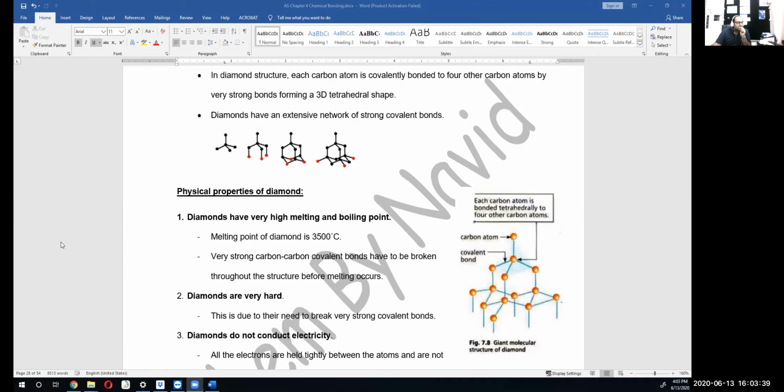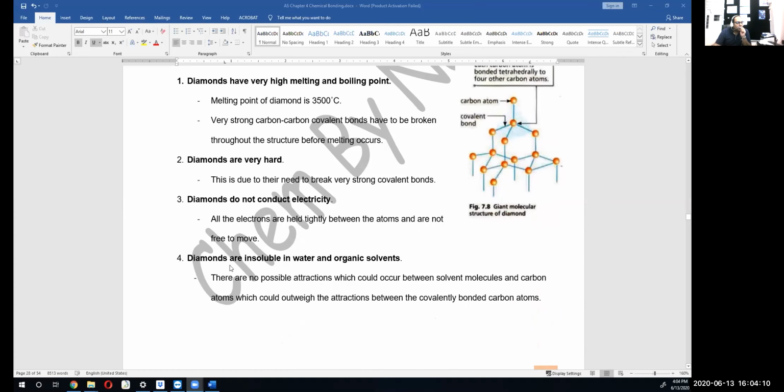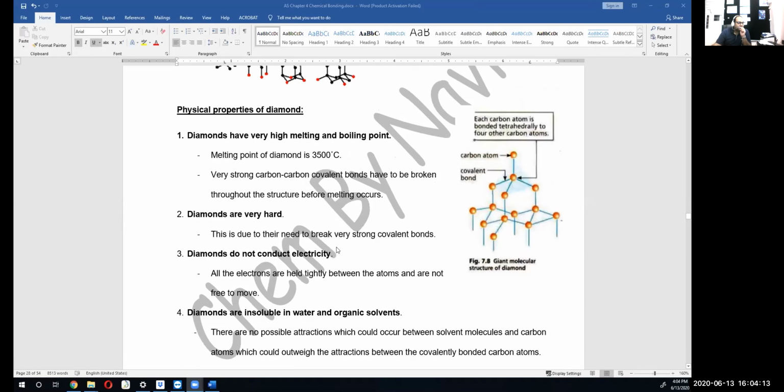And since each carbon is bonded to 4 other carbon atoms, there are no free electrons. And since there are no free electrons, they do not conduct electricity.